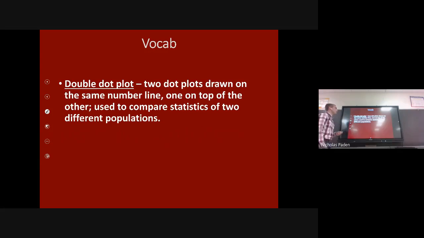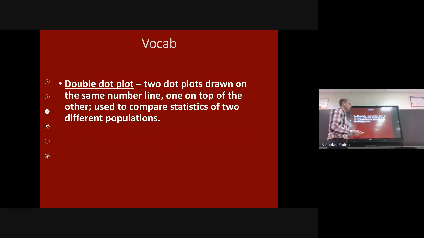So you probably used a double dot plot before, or a dot plot, but we're going to use a double one. It's really the same concept as what we talked about yesterday with a double box plot. So this would be two dot plots drawn on the same number line, one on top of the other. Once again, that's used to compare statistics of two different populations. And so that's what a double dot plot is. You want to get that down.